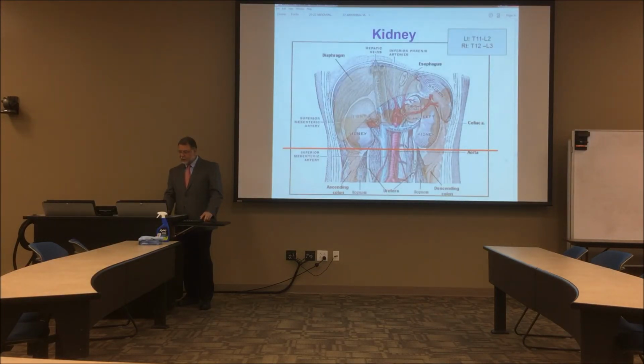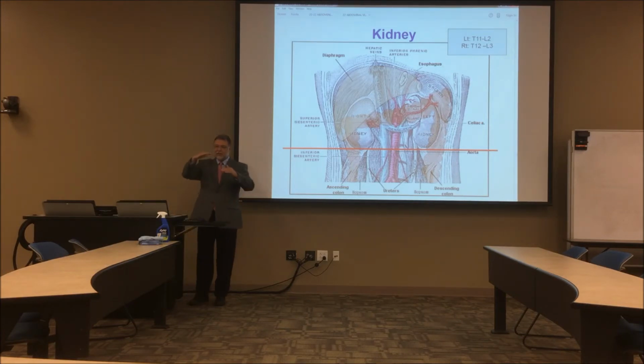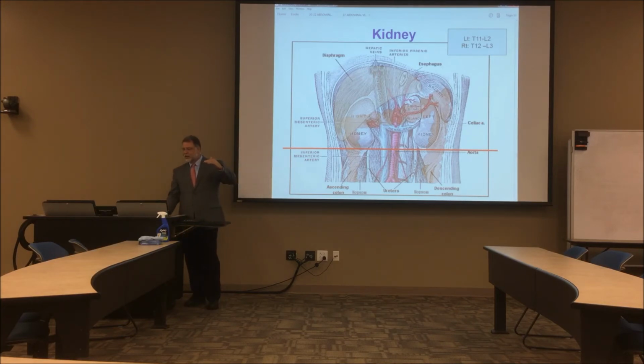So this is the level where you find it, where the aorta is. Typically you're going to see that one of them is higher than the other, and this is because the left side is a little bit higher than the right because of the liver and the diaphragm. The liver and diaphragm push the right kidney a little bit lower, versus the left one that remains a little bit higher. So the left kidney is from T11 to L2, and the right kidney is T12 to L3.